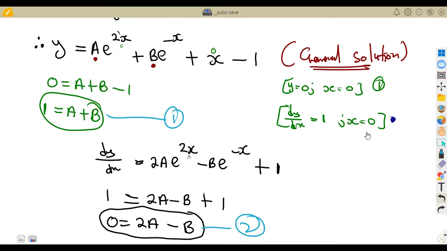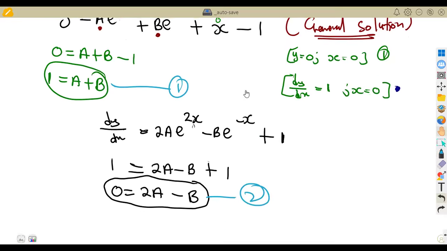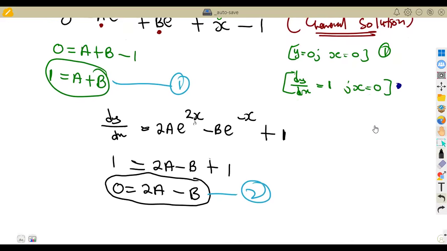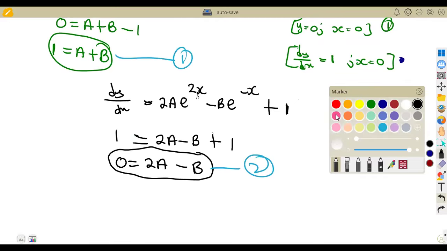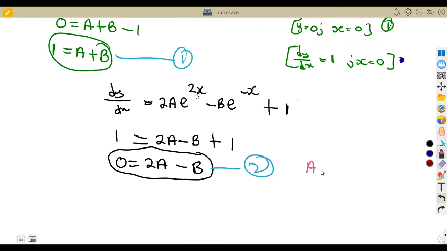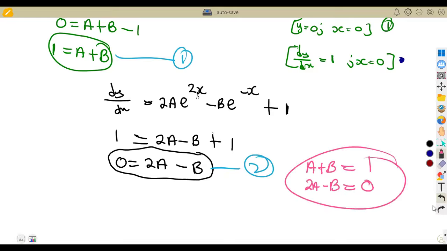To solve here, guys, it's up to you. How are you going to solve it? You can use elimination or substitution, but what is important is that you can properly see the equations you are supposed to solve. The first one is a plus b, which is equal to 1, and 2a minus b, which is equal to 0. These are the two equations that you're supposed to solve.